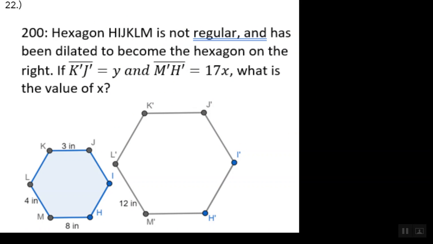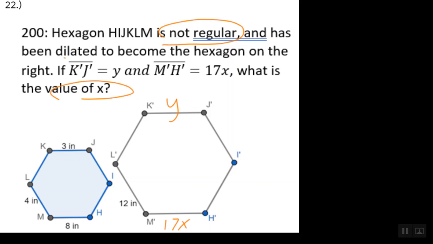Okay, problem 22. It says hexagon HIJKLM is not regular and has been dilated to become the hexagon on the right. So, if K prime J prime is equal to Y, so let's go ahead and put the letter Y right there, and M prime H prime is 17x, so let's put 17x, what is the value of x?